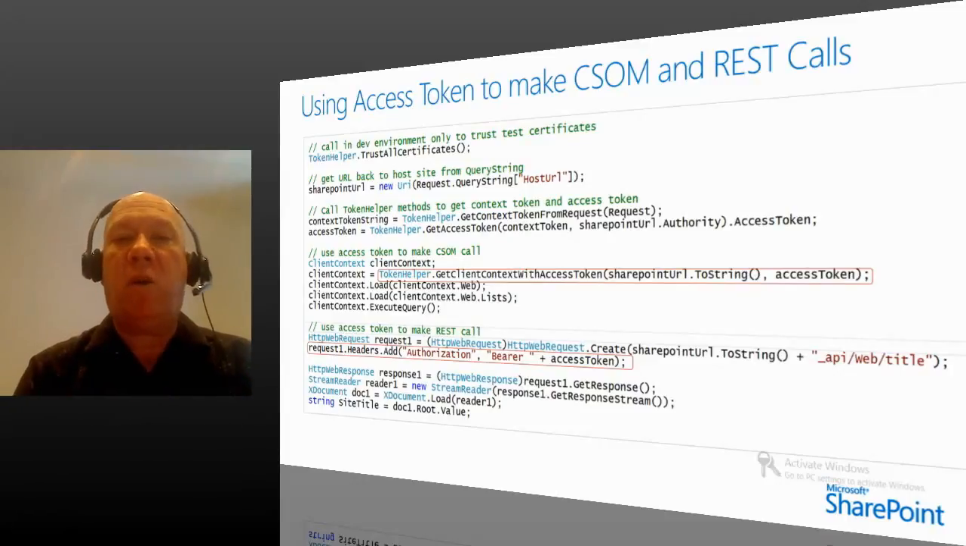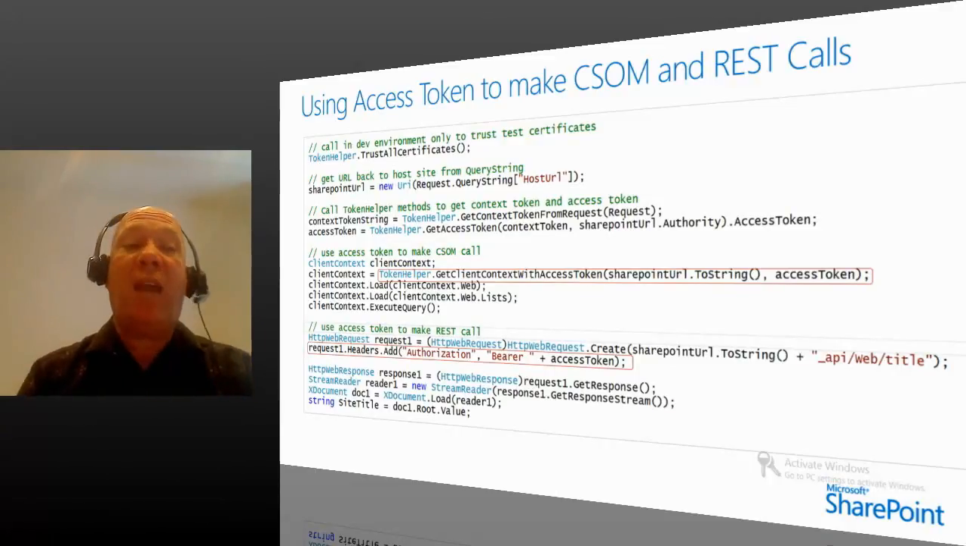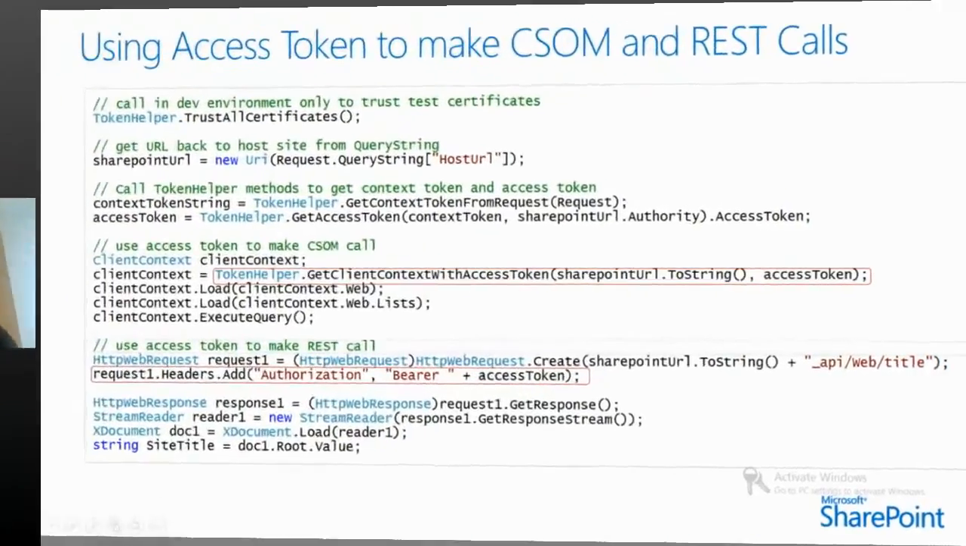GetAccessToken will take that information, build an HTTP call that will send off to the secure token service along with your context token, get back a result, parse that result, and provide you with an access token. And so now you have an access token. The next step is to make a call using client-side object model or using REST. And you see that information down in here.